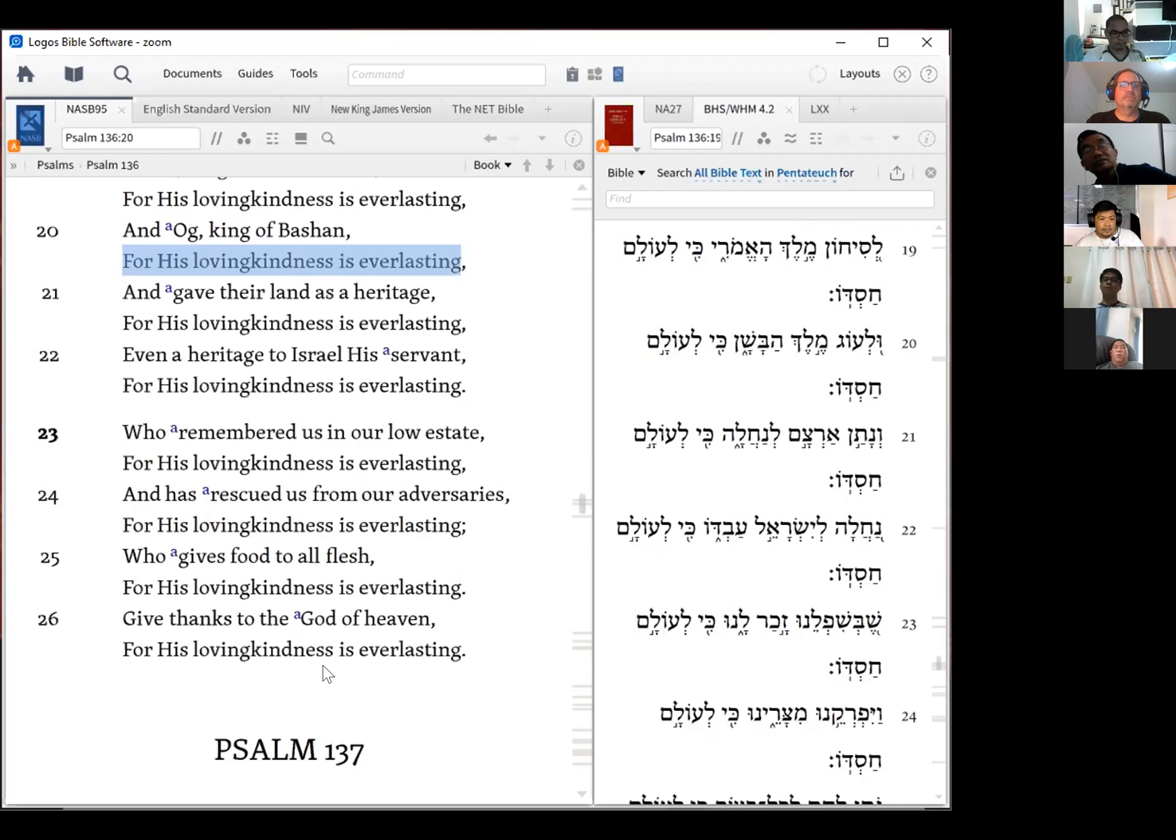So you're saying, Pastor Tim, that verse 1 and verse 26 as a whole verse is an inclusio to the whole psalm. Yes. But for the line, for his loving kindness, it's just a refrain, because it's repeated all throughout the psalm. So a refrain. But when you take into consideration the whole verse, it could be an inclusio for the whole psalm. Can it be said like that?